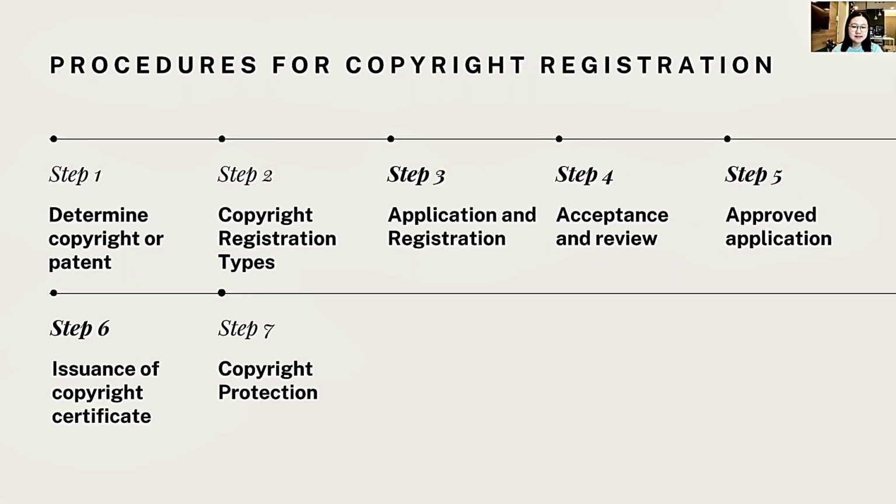There are 7 steps for the copyright registration. Determine copyright or patent. Copyright registration types: application and registration, acceptance and review, approved application, issuance of copyright certificate, copyright protection. The first 6 steps are the key steps for copyright registration.